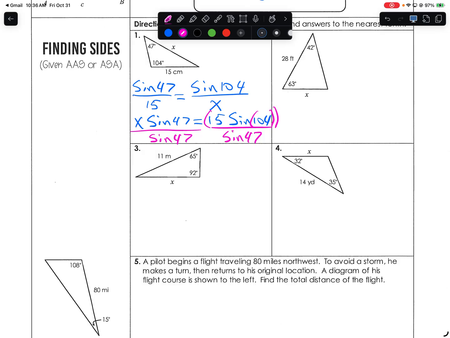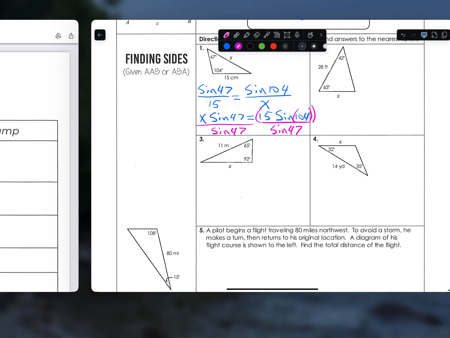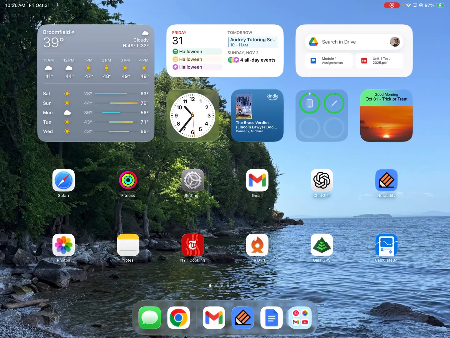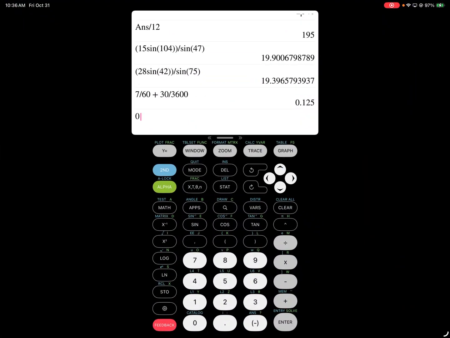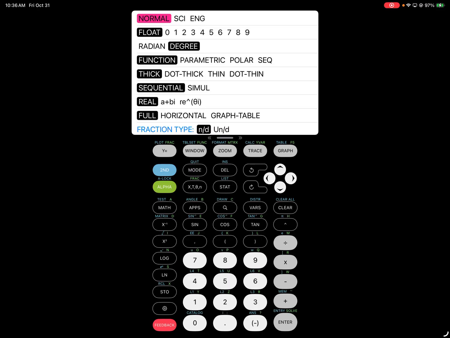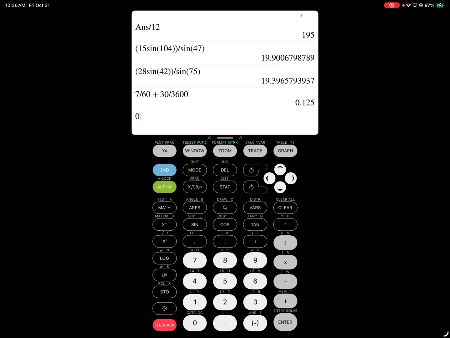So plug that in. The key when you plug this in is that you have to hit mode on your calculator. Make sure you're in degrees. If it's in radians, you get all wrong answers, so that's kind of a bummer. And then we do, I've got it right up top there, 15 sine 104 divided by sine 47. It tells you to round to tenths, so you should get 19.9. You can see it near the top there.